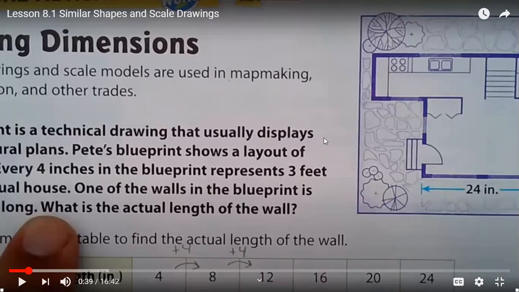Which is bigger, inch or feet? Feet. Which is bigger, inch or feet? Feet, right? So in a model, every 4 inches will be 3 feet in reality.